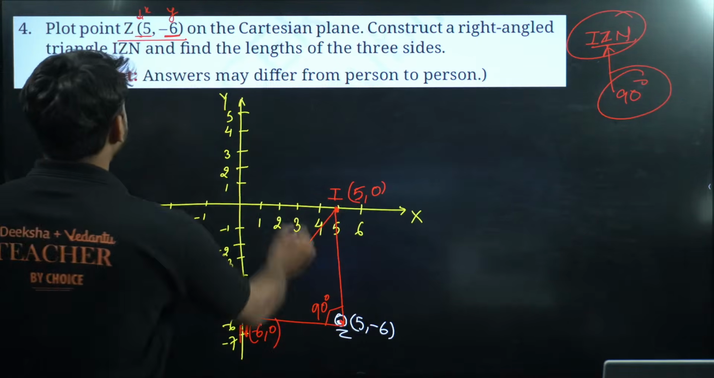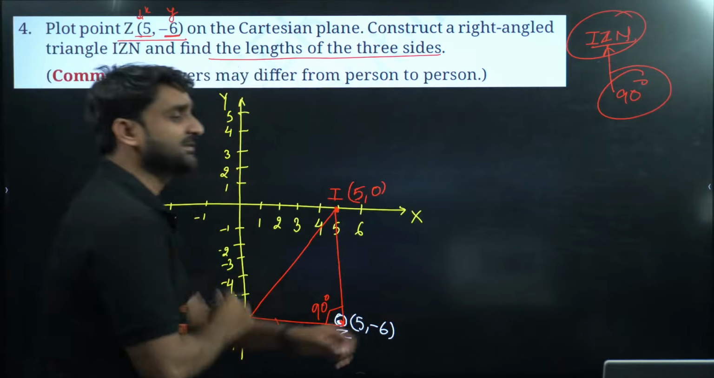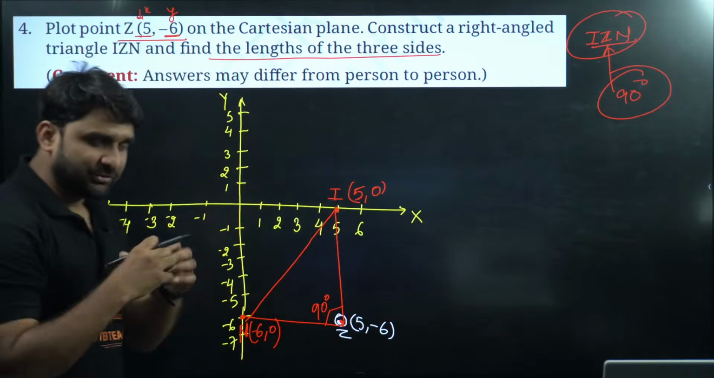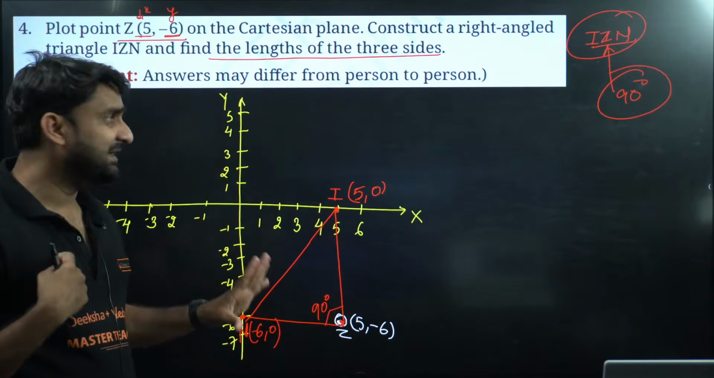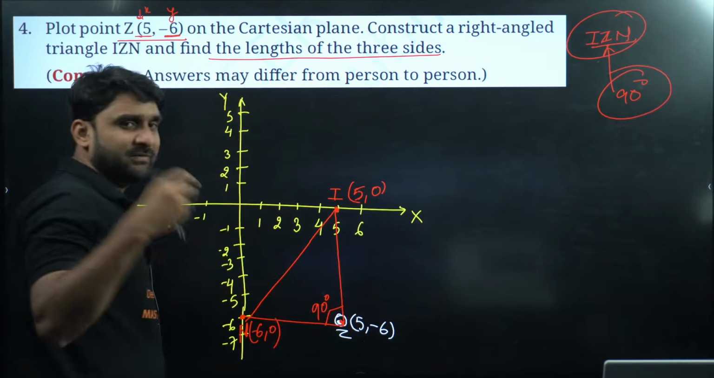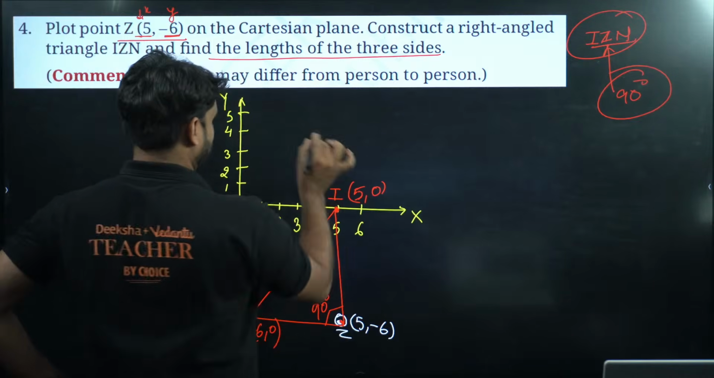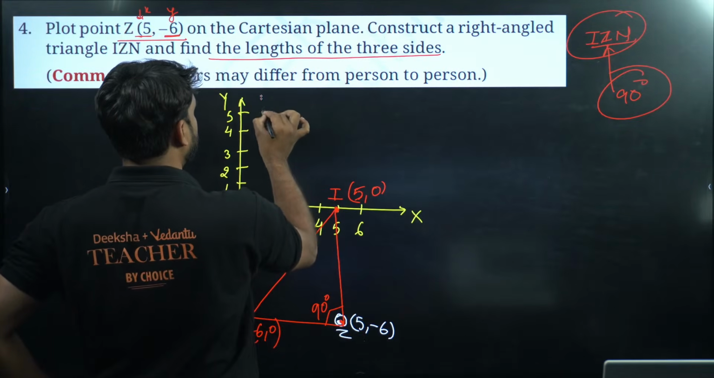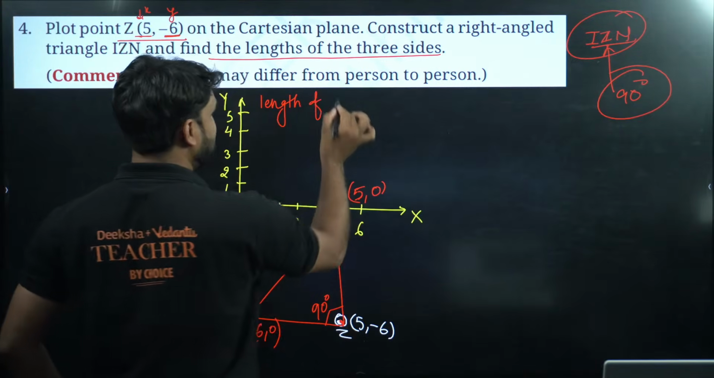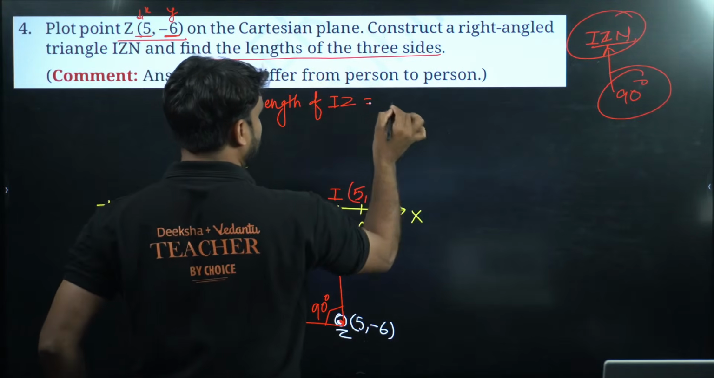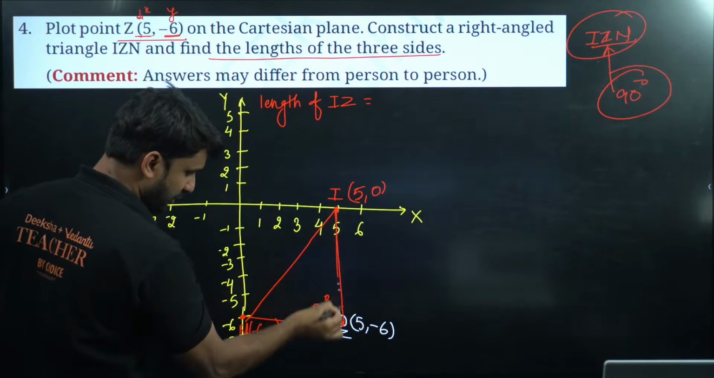Now, find the length of 3 sides. So there are 2 methods. I can find out the length IZ easily. So let me give you the very short method first. So first, the length of IZ. What will be the length of IZ? This is the length on the y-axis.